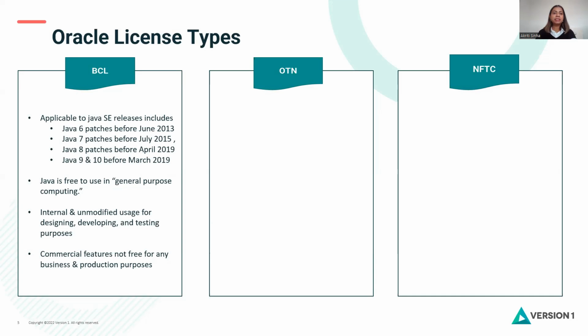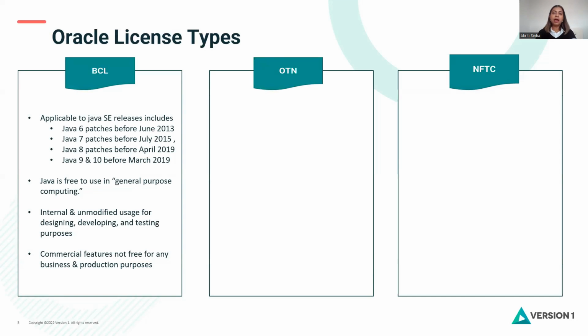Oracle states that under BCL, Java is free to use for general computing purposes. However, what is general computing purposes? That's a bit vague. Oracle on their website has given examples like Office Suite productivity tools. If you're using that, that comes under this category. But again, it's not just limited to the examples they have provided. It can be more vast.